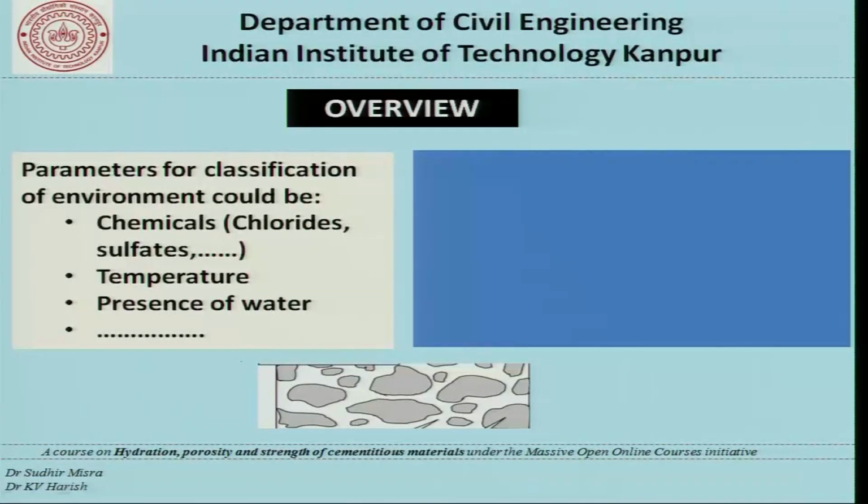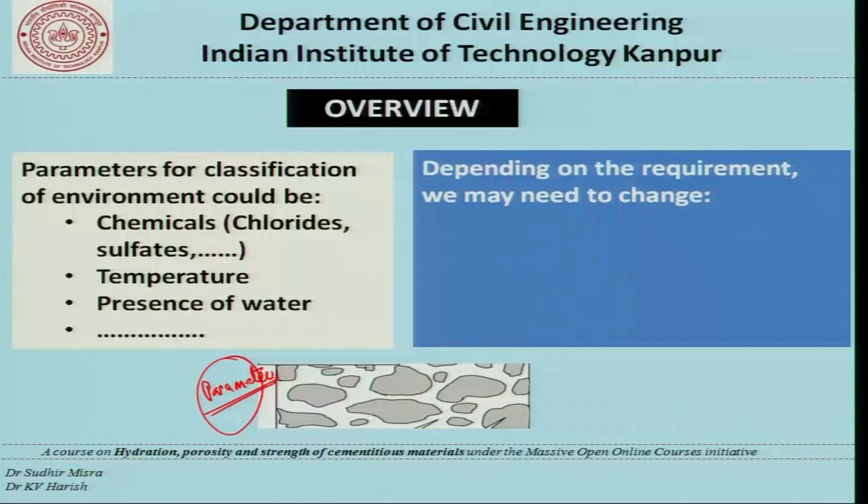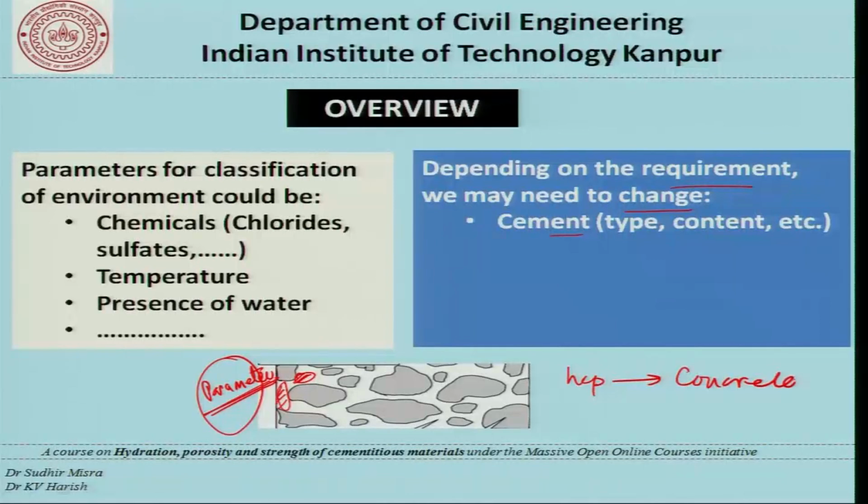Now, once we have classified the parameters that largely help us understand the environment in which we have the concrete structure, depending on that we may need to change our cement type. That is, now we are coming to the options that we have to react: for this kind of environment, what do we want to do to ensure durability of our HCP, which in turn will ensure the durability of the concrete.